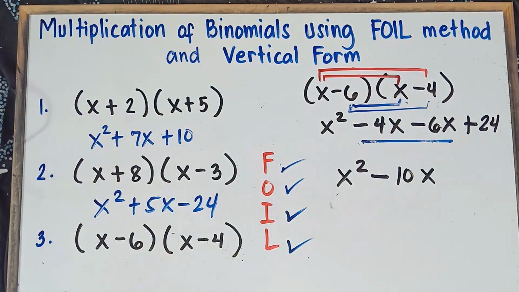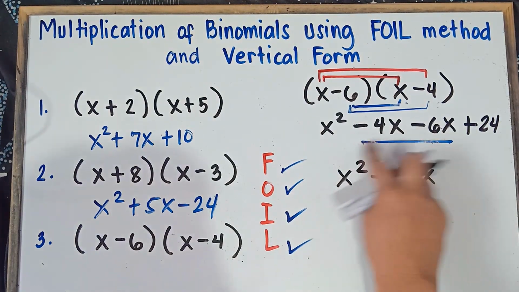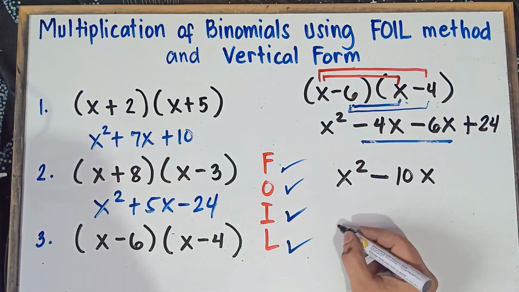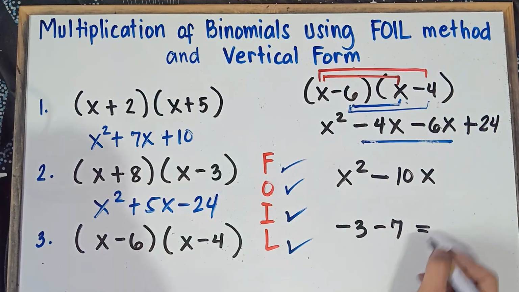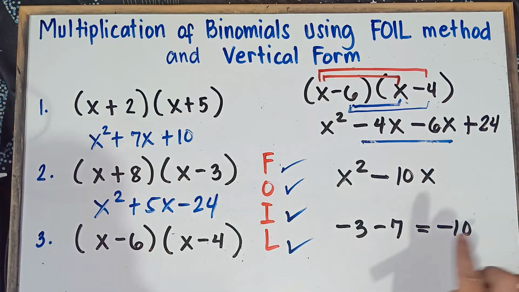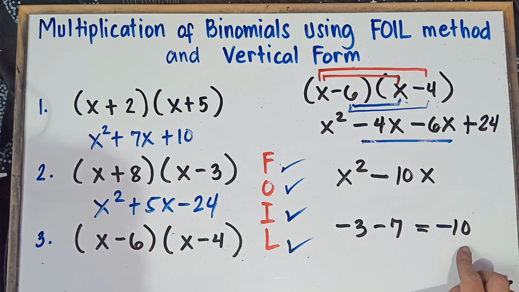Once again, class, do not be confused with that one. If you both have negatives, simply copy the negative sign and then simply add the numbers. Example, class, if I will say negative 3 minus 7, what would be your answer, class? That's correct. That would be negative 10. Both negative, simply copy the negative sign, simply add the numbers.